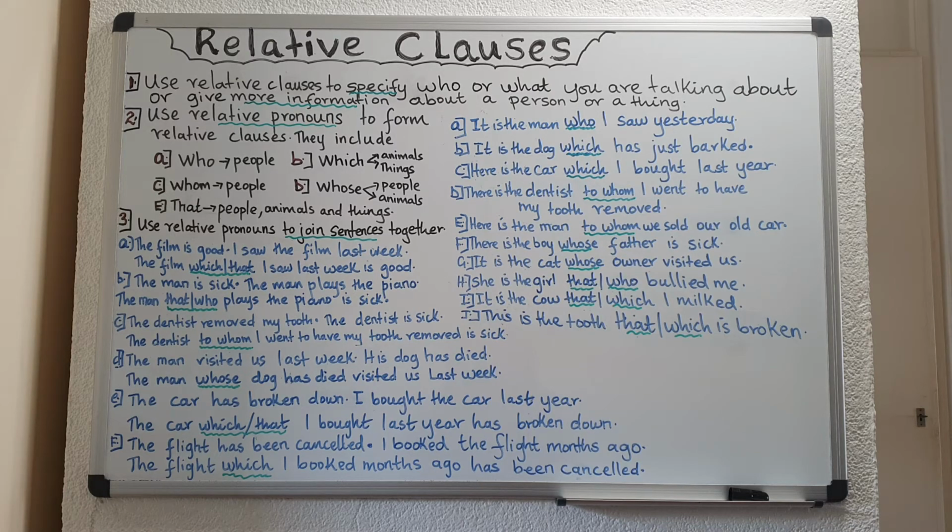However, we could also say, for example, B, it is the dog that has just barked. That is also correct because if you look at 2E, we use that for people, animals, and things. And likewise, C, we could also say, here is the car that I bought last year, okay, because a car is a thing, and we use that also for people, animals, and things.